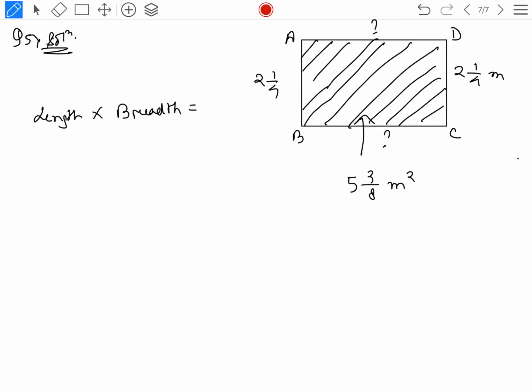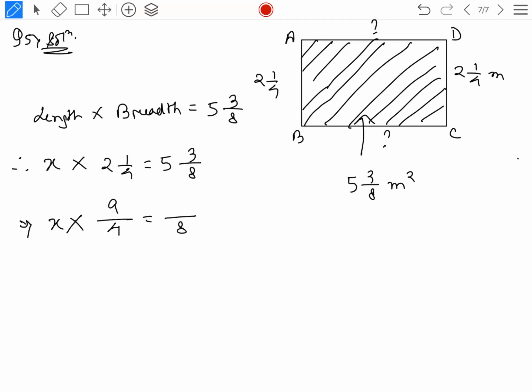Length into breadth is the area. Length into breadth, it is given 5 3/8. Consider any side. Suppose length we need to find, breadth is given to us 2 1/4, equal to 5 3/8. So if we solve this equation, then we will get the value of x. 8 5s are 40 plus 3, 43.